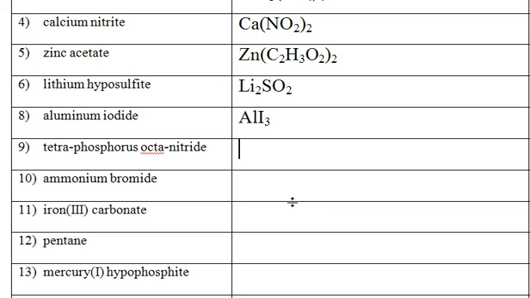Alright, looking at number 9, we have tetraphosphorus octanitride. So we have a nonmetal with a nonmetal. We know that we have 2 nonmetals here because we see Greek prefixes. So tetraphosphorus means that we have phosphorus, and the tetra means that we have 4 of those. And the nitride simply means that we have nitrogen. The octa means that we have 8 of those. We do not care about charges. That's why the Greek prefixes are listed on here.